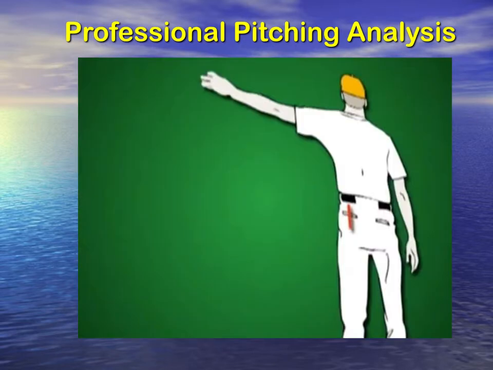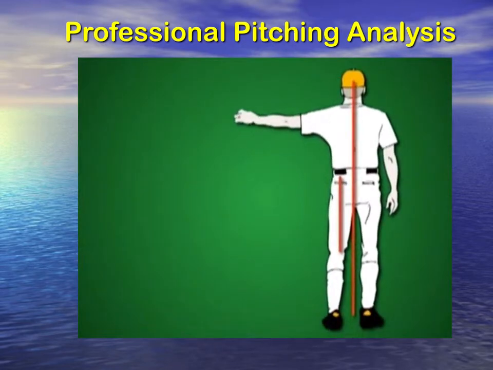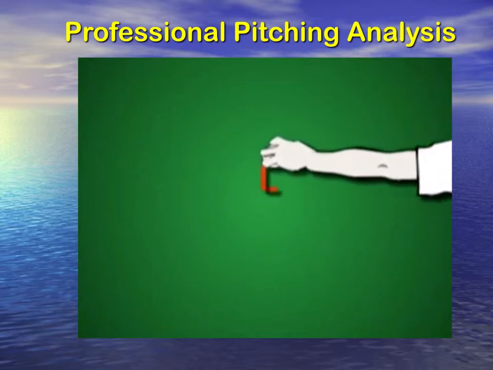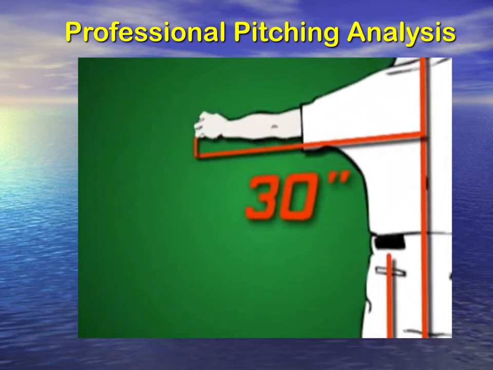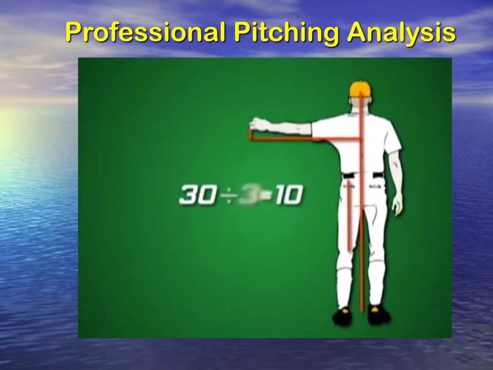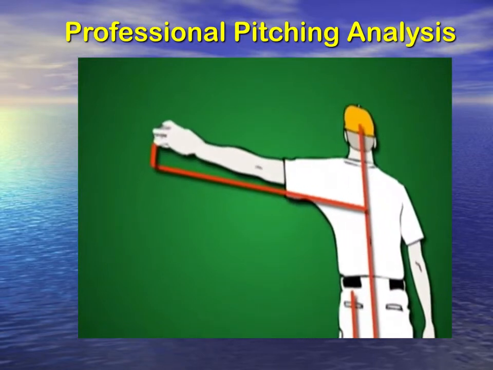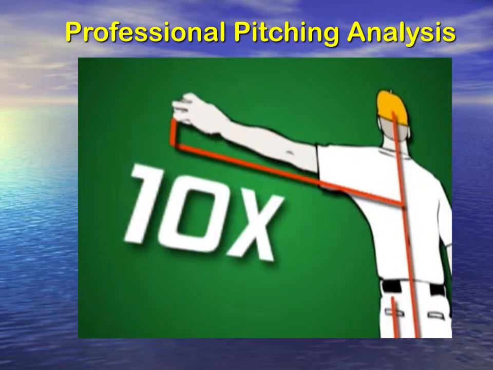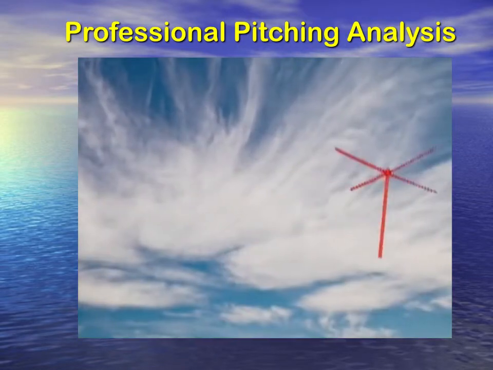The distance from the hip joints to the center of the body is 3 inches. The distance from the ball to the center of the body is 30 inches. 30 divided by 3 is 10. Any increase in hip speed is multiplied 10 times at the ball. It is the same lever system that enables you to fly a toy propeller.